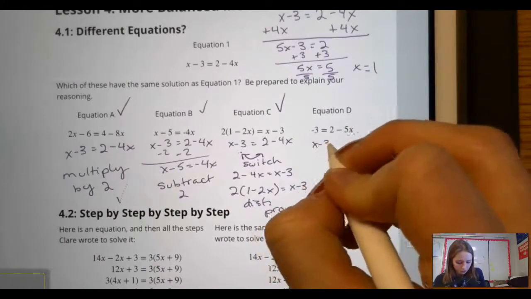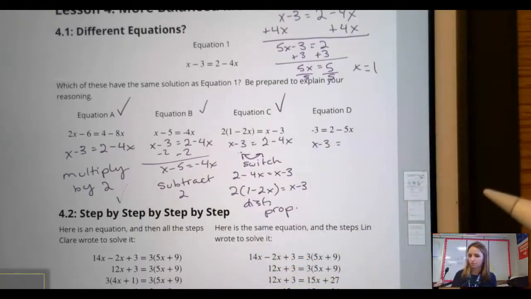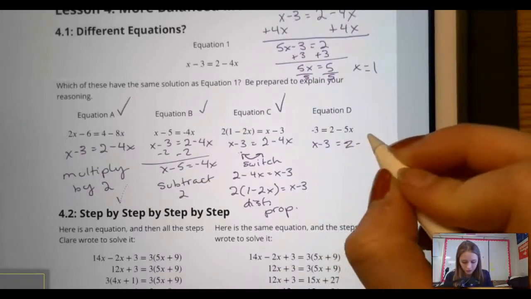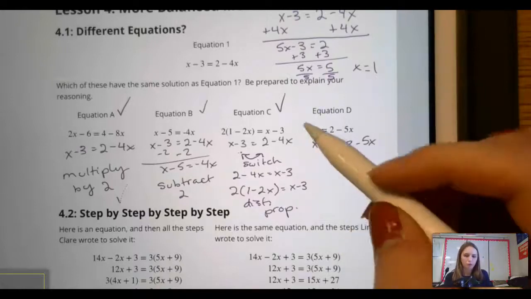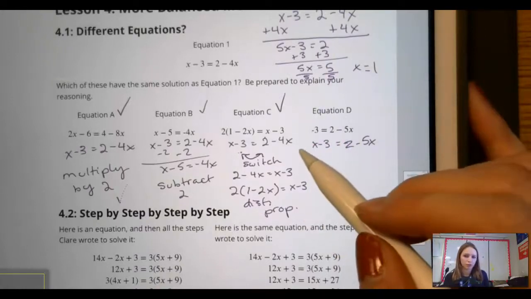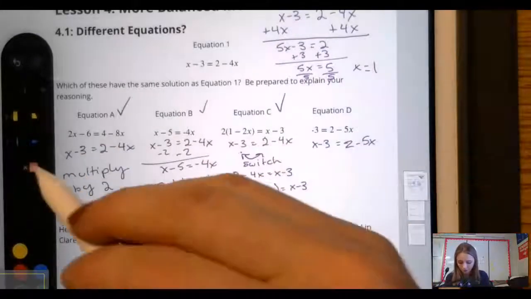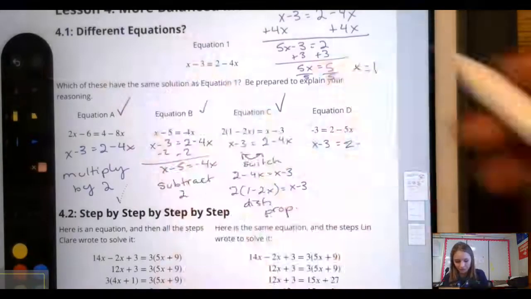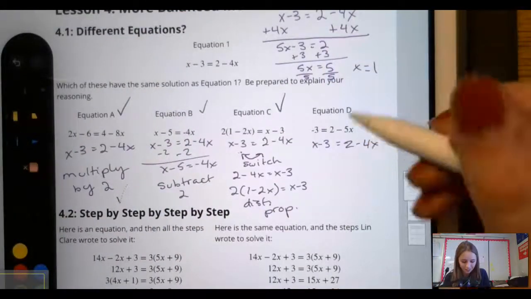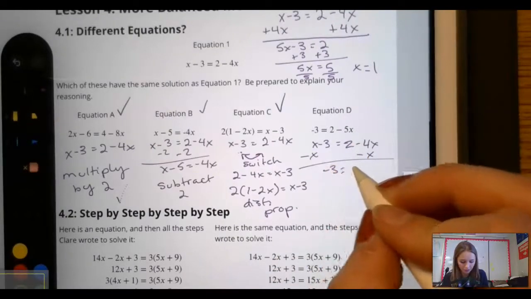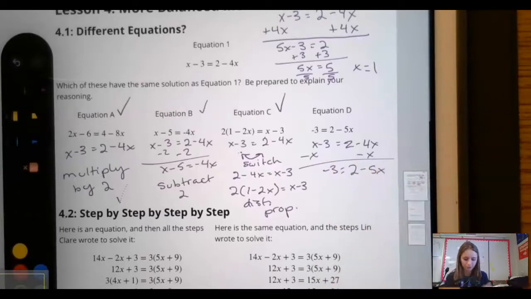Now let's look at this last one. So x minus 3 equals 2 minus 5x. Well, I notice my x disappears on the left. So if I were to subtract, I accidentally wrote this wrong. If I were to subtract x from both sides, I would end up with negative 3 equals 2 minus 5x, which is matching up there. So since those now match, I know that they would eventually have the same solution.